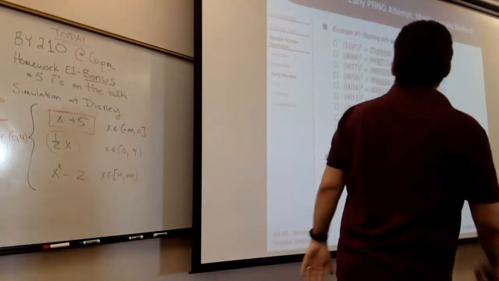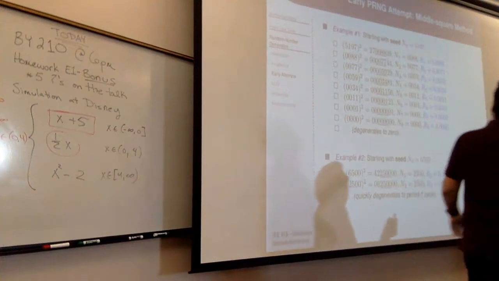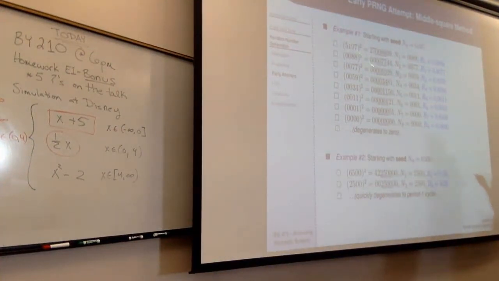Here's an example up here. You start with 5197. Here's what it is squared. You grab these 4 numbers. That then becomes the seed for the next iteration, and you divide by 10,000, and that's your output. And so the method appears to be simple to implement.